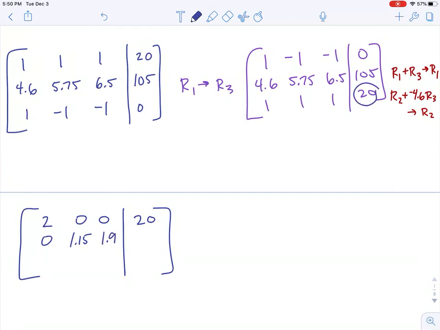Negative 4.6 times 20 plus 105 is 13. Okay, and we didn't change row 3, so we're just going to leave row 3 as it was.